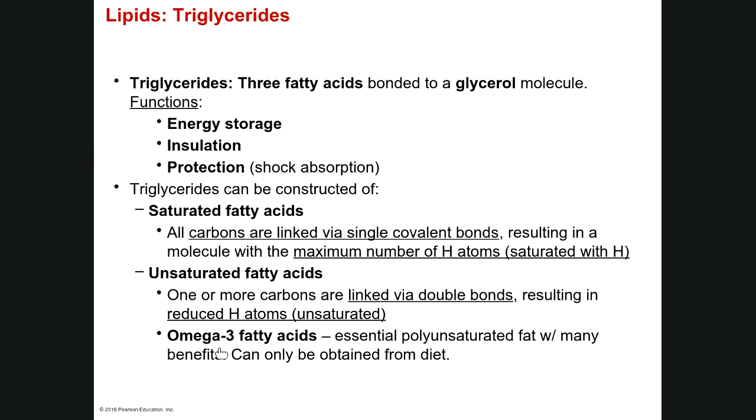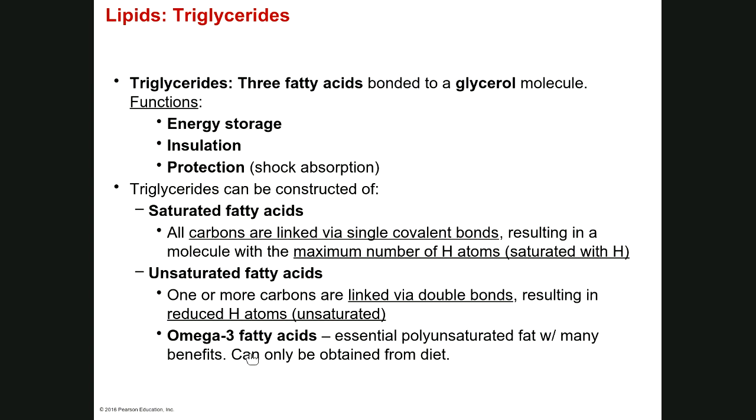An example of an unsaturated fat, there are plenty of them, is actually omega-3. You've all heard of it. And this is actually an essential polyunsaturated, meaning it has many areas of unsaturation. And when it's essential, that means you can only get it from your diet. Something that's called essential means your body doesn't make that substance on its own. You have to get it from your diet. So omega-3 is really a good one for you.